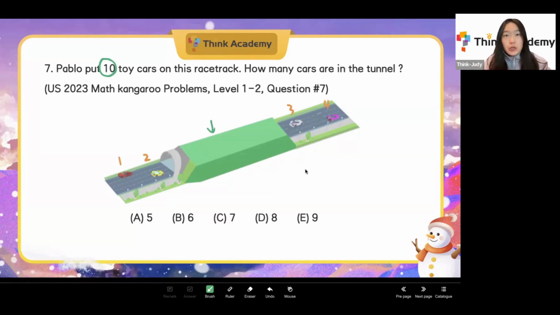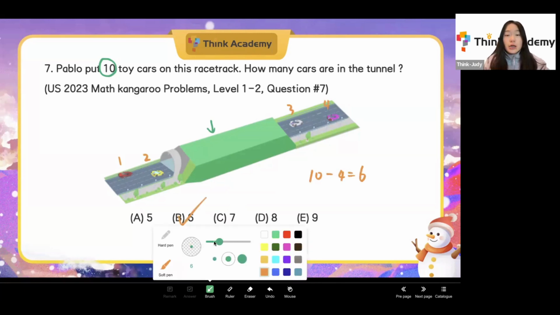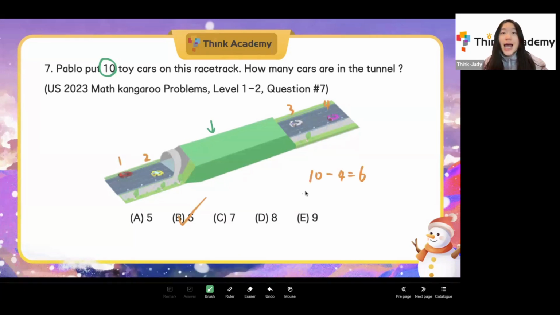Then all the left are gonna be where? They're gonna be in the tunnel, right? So we just need to use 10 minus 4. Then we know the answer is 6. So if we look at the number sentence itself, we know it is a very easy calculation.